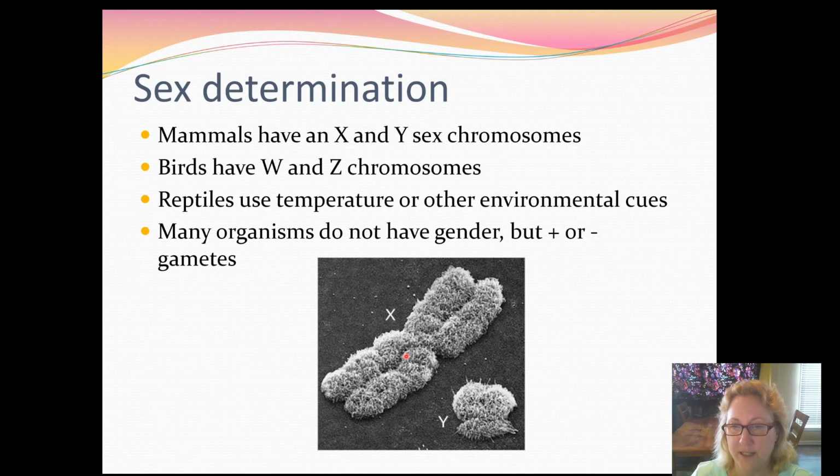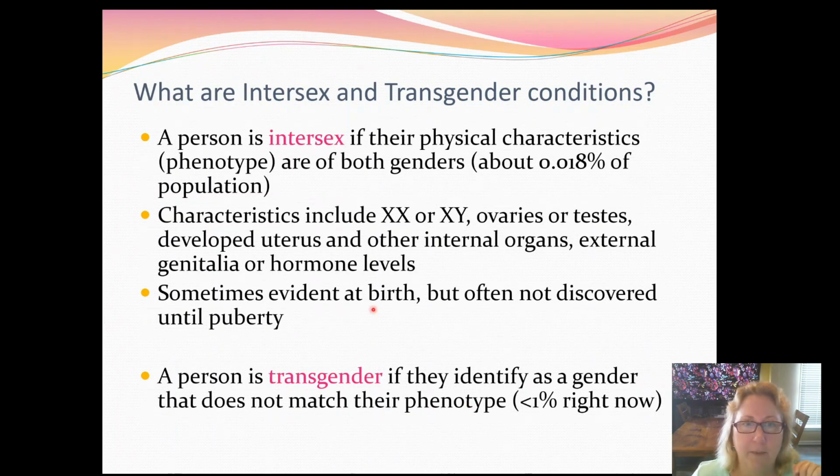So here's a nice scanning electron micrograph of the X and the Y chromosome. You can see that the Y chromosome is much smaller. And some people think that we call them X and Y because of the shape. But that's, I mean, all the chromosomes are sort of X-shaped. So that's not why. So what happens when it's not the case?